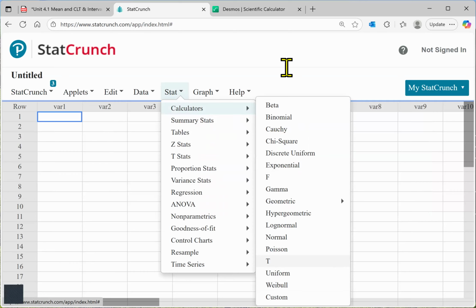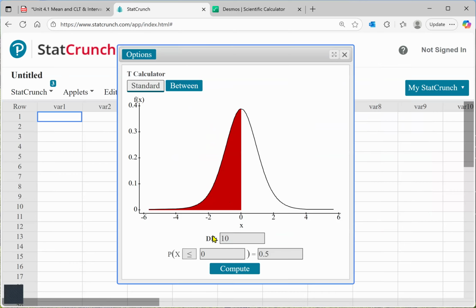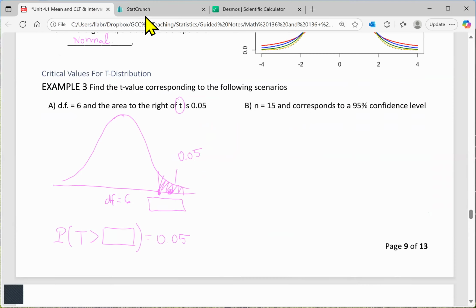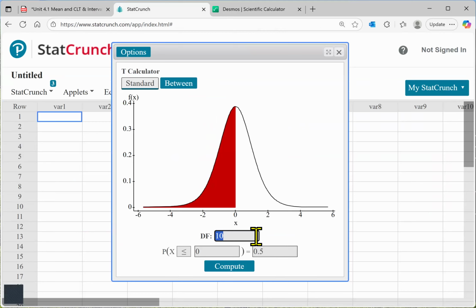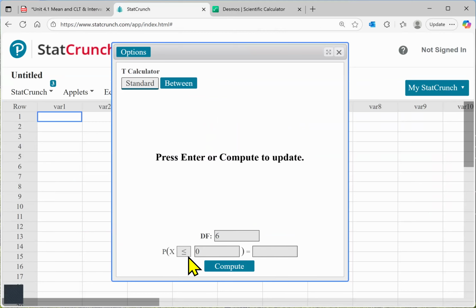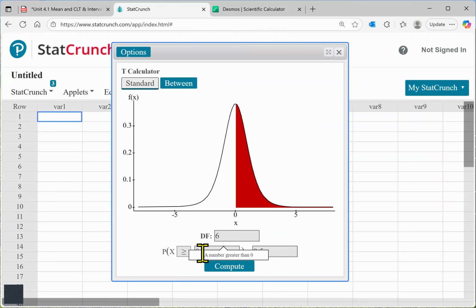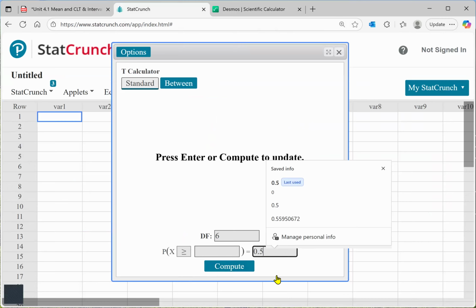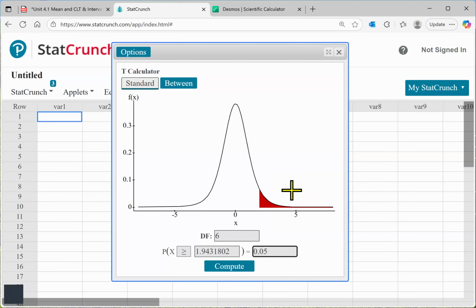So select T, and notice how they're asking, what is the degrees of freedom? So we want to type in degrees of freedom is 6. Change this to the probability greater than. We delete the middle one, and the area to the right has to be 0.05. Select enter and note that you have the similar picture on your paper. So now we get 1.943.